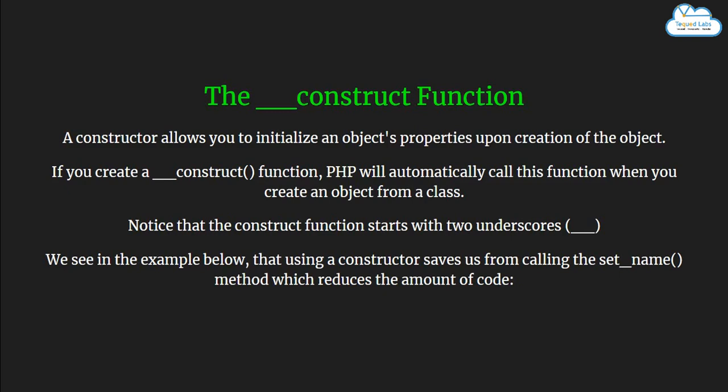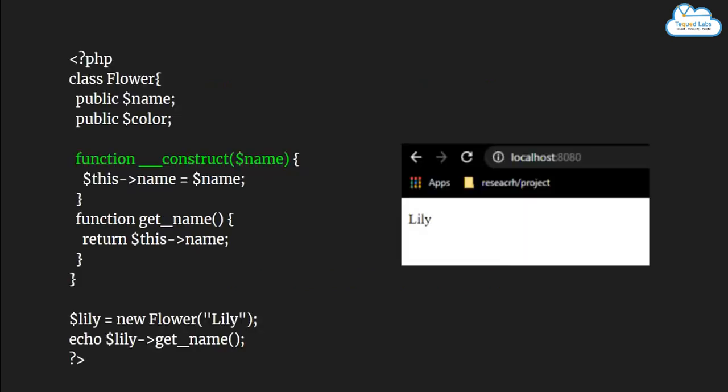If you create a __construct function, PHP will automatically call this function when you create an object from the class. Notice that the construct function starts with two underscores. It is not one underscore. It is two underscores. So to give a function the name of constructor, you will have to use two underscores first. Now for an example, let me show you this example. Let me just do it and show you how we get this output.